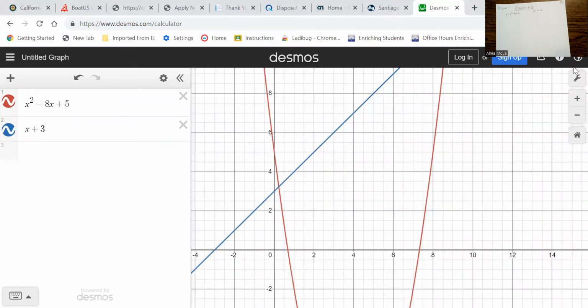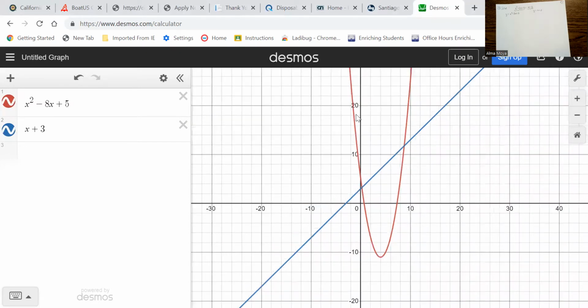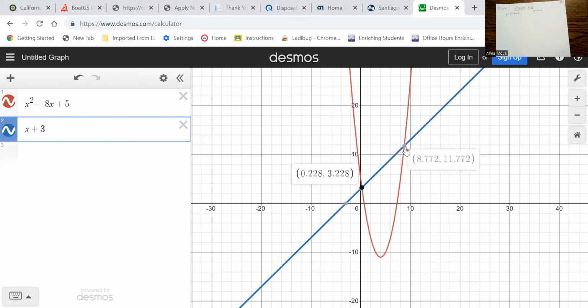We can go ahead and zoom out. So I see the 2 points. The red graph is the parabola, x squared minus 8x plus 5, and the blue line is the linear one, x plus 3. If you hover over and click on it, it tells you the point of intersection. Right here, the x is going to be 0.228, and right here it's going to be 8.772. So that's going to be your solution: the 0.228 and the 8.772.